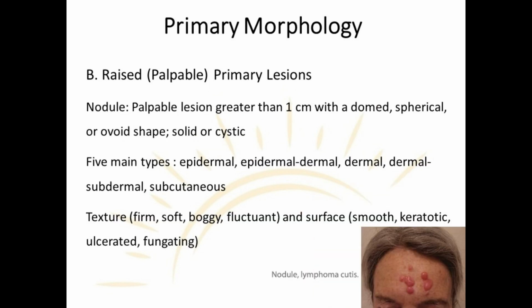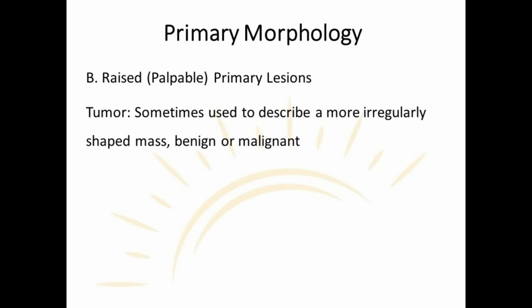Nodule. It is a palpable lesion greater than 1 centimeter with a domed, spherical, or ovoid shape, solid or cystic. It has 5 main types based on primary anatomic involvement: epidermal, epidermal-dermal, dermal, dermal-subdermal, subcutaneous. Texture may be firm, soft, boggy, or fluctuant, and surface may be smooth, keratotic, ulcerated, or fungating. Tumor is sometimes used to describe a more irregularly shaped mass which may be benign or malignant.